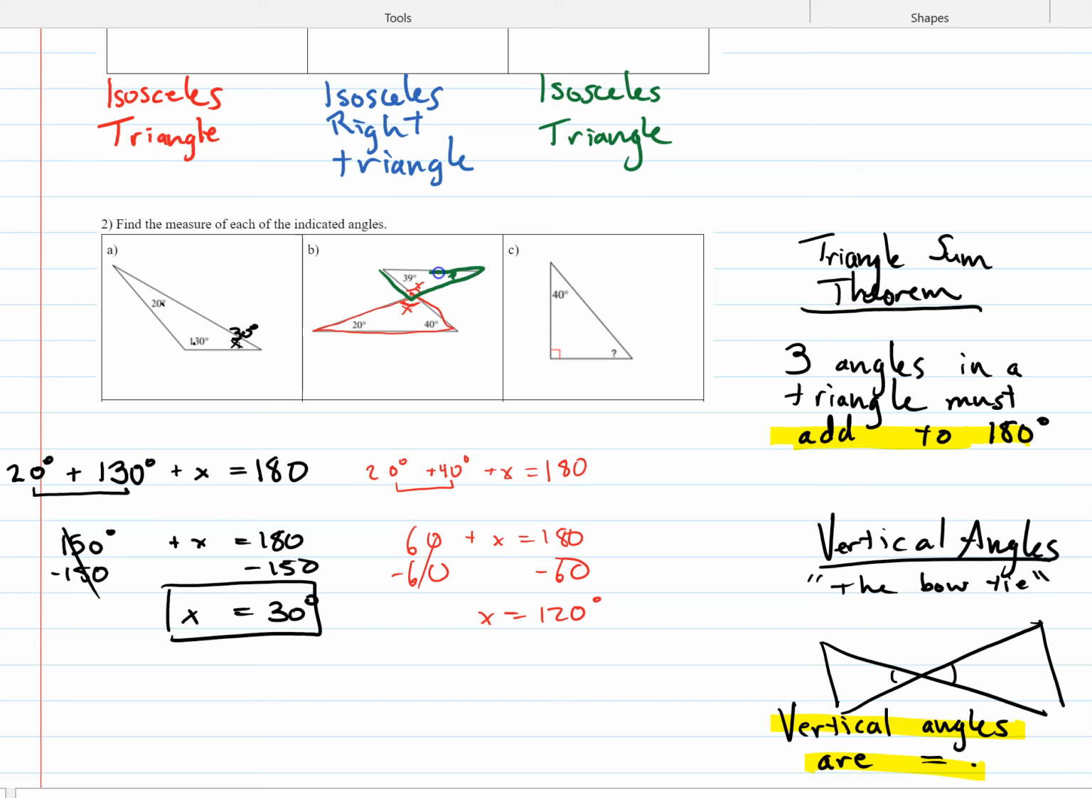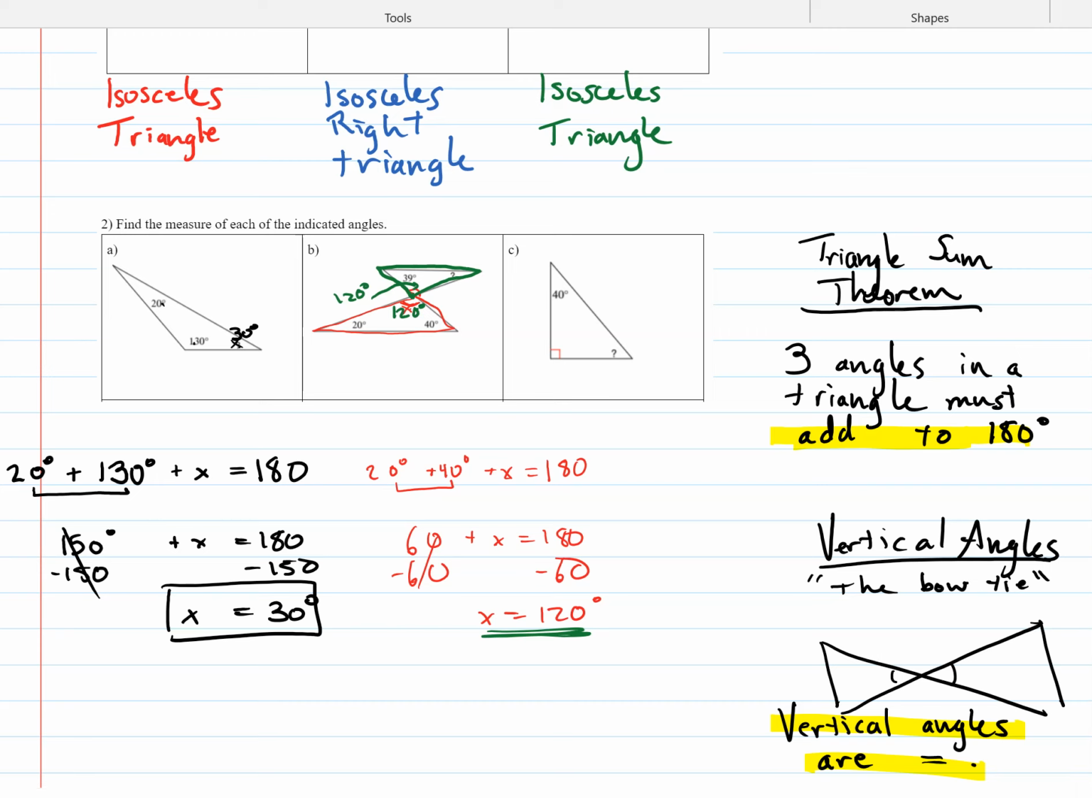So now let's look at the top triangle. There's three angles, 39, x, and question mark. But we just found x. So instead of writing x here, I'm going to say this is 120. It's 120 because this one's 120, and they're vertical angles from each other.